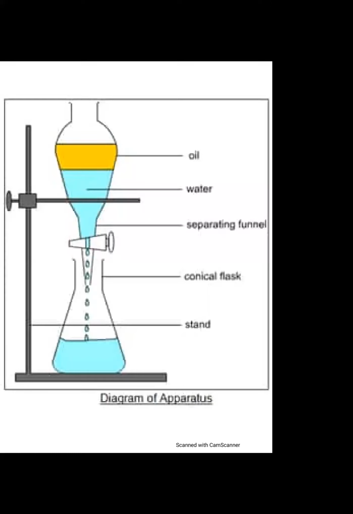Now, as soon as you open the stopcock, all the water will come down. As soon as all the water has come down into the beaker, you have to close that stopcock. You open the stopcock, collect all the water in a beaker, then close it. And in this way, you can separate oil and water.